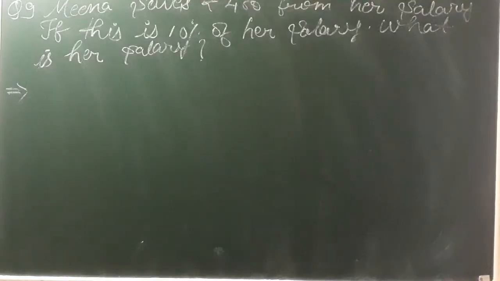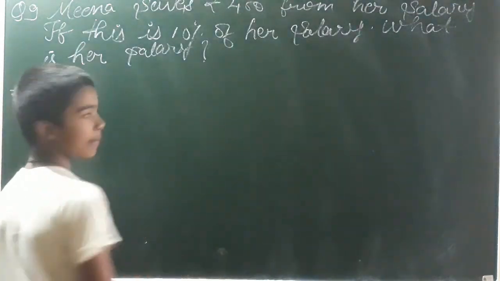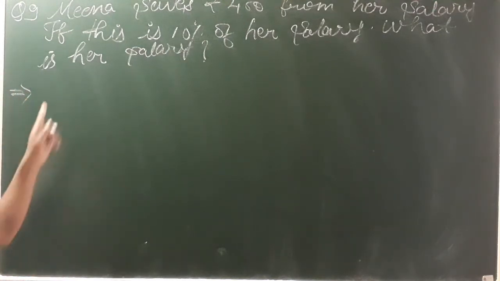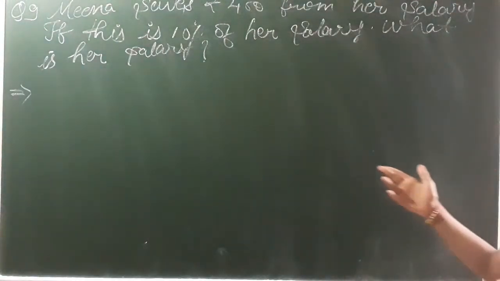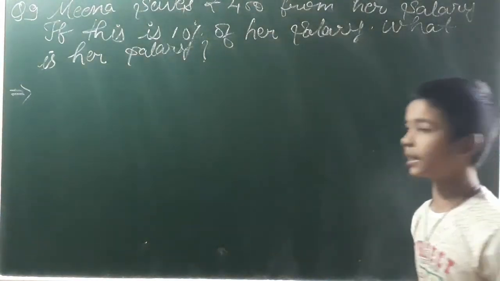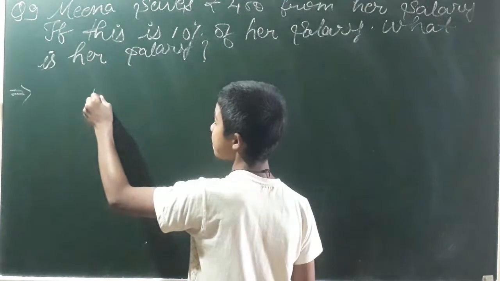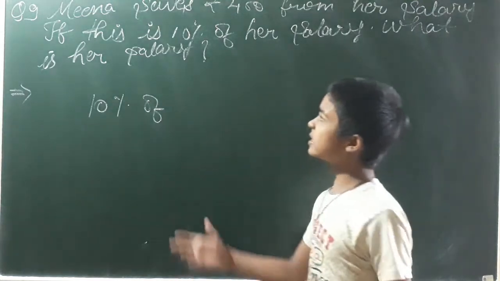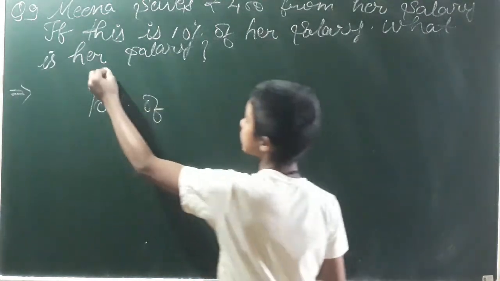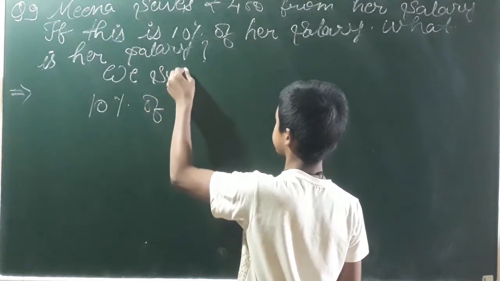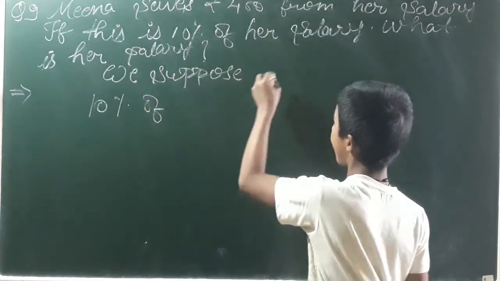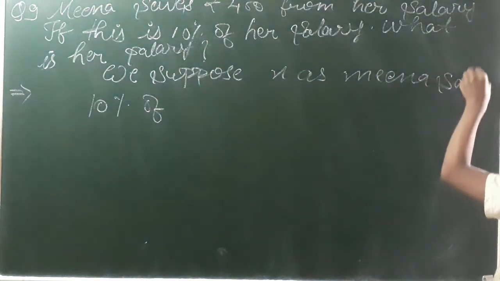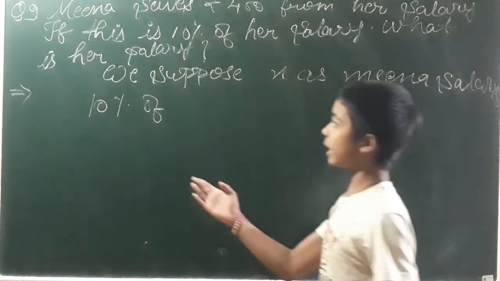And moving to the 9th number question. So friends, moving on to the 9th question of exercise 8.2. Meena saves rupees 400 from her salary. If this is 10% of her salary, what is her salary? So we have to find the salary of Meena. So we will write 10% of X. We suppose X as Meena's salary. Okay, we write this statement.